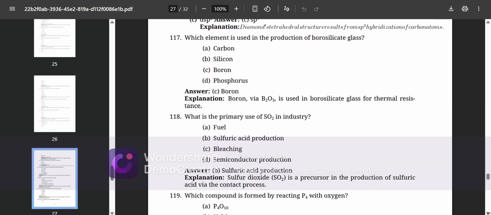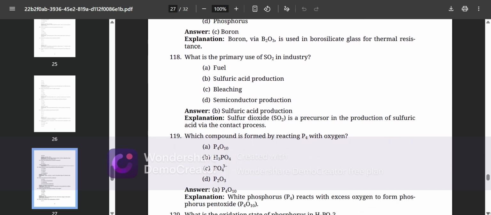Which element is used in the production of borosilicate glass? Boron via B2O3 is used in borosilicate glass for thermal resistance. What is the primary use of SO2 in industry? Sulfuric acid production. SO2 is a precursor in the production of sulfuric acid via the contact process.